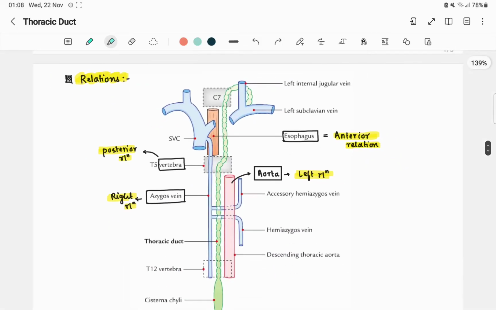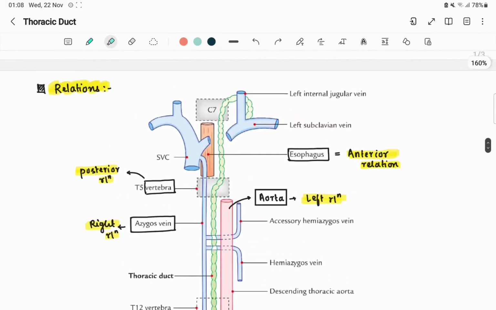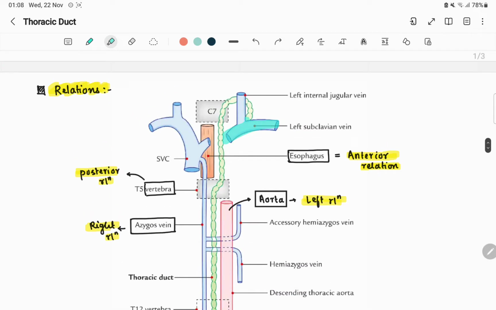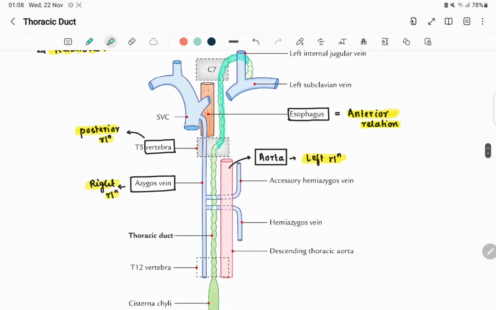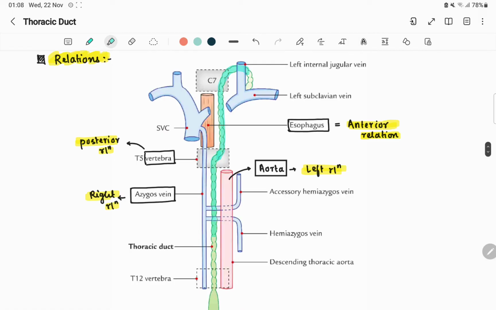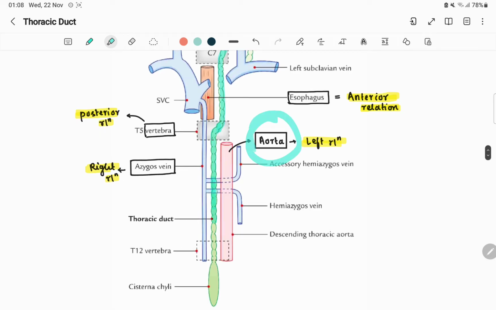So then you can see the relations of it. The left subclavian vein is there, the left internal jugular vein is there, draining into the junction between both. Here you can trace the thoracic duct like this. So the esophagus forms its anterior relation. The aorta is the left relation. You can see the left relation is the aorta. Here the aorta is present.